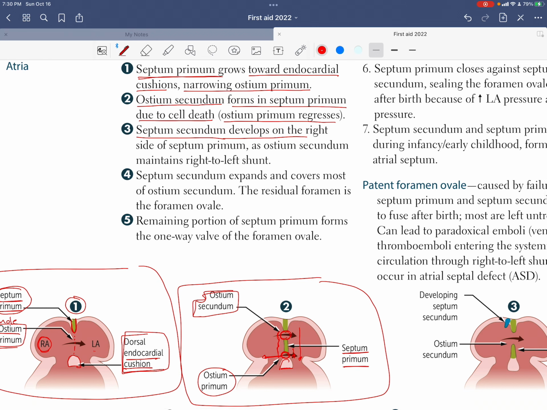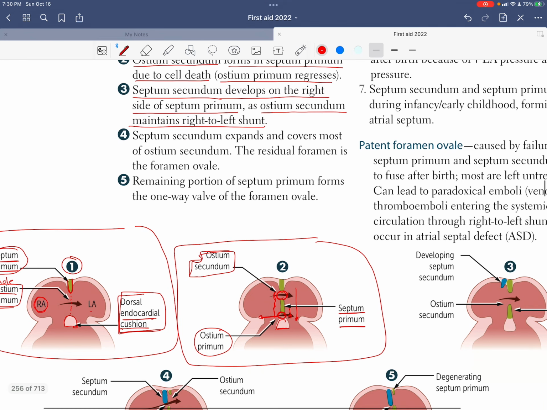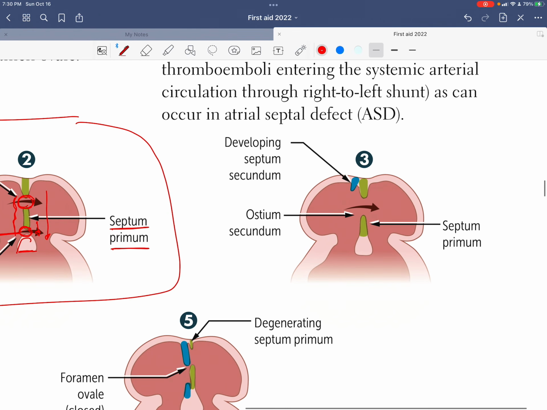For number 3, the septum secundum develops on the right side of the septum primum as the ostium secundum maintains right-to-left shunts. In the image here, the septum primum gets to the endocardial cushion and closes the original opening, the ostium primum. It's not there anymore, but the secondary foramen, the ostium secundum, is still there.